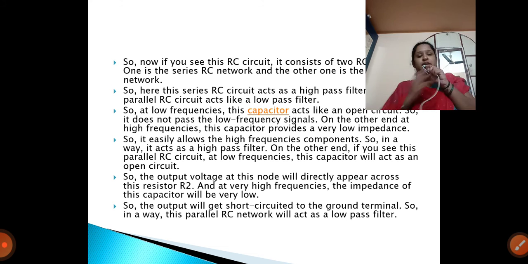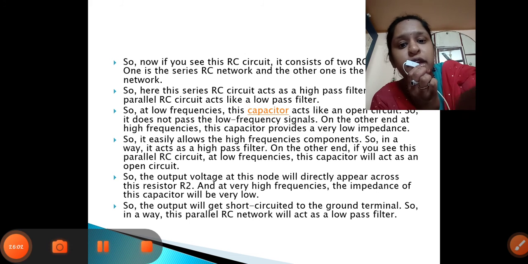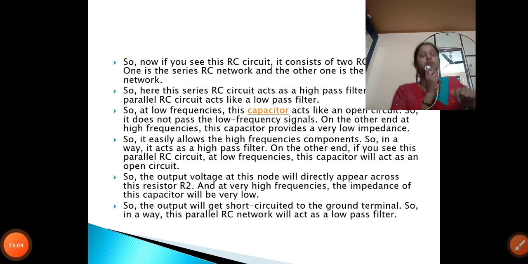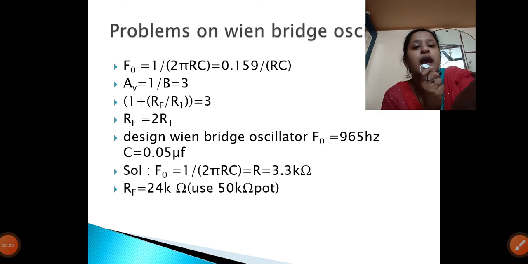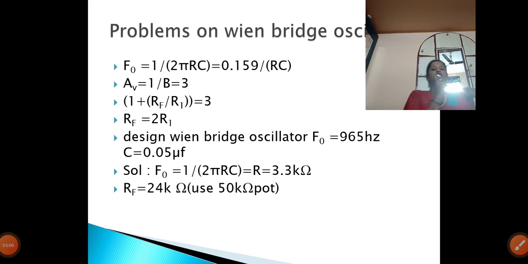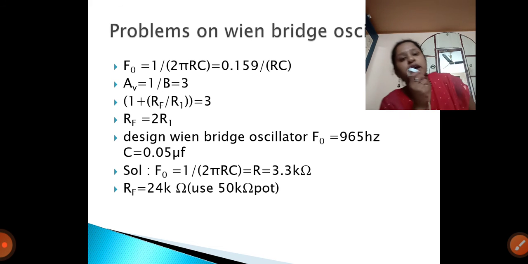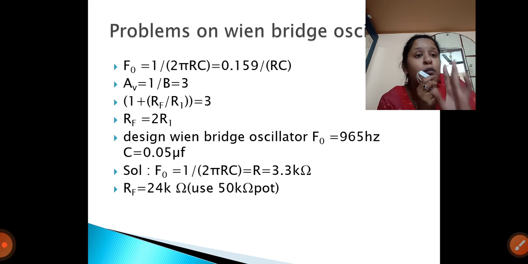Yes, once again you have to read it thoroughly, then you can get to know the meaning of that. Then f0 equals 1 divided by 2 pi RC, equals 0.159 divided by RC. Av, the gain, equals 1 by B. B is referred to as a resistance. How many resistances are there? 3. It is a very low impedance. The reciprocal of that is R.